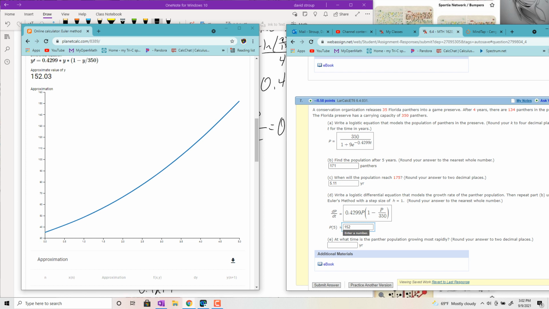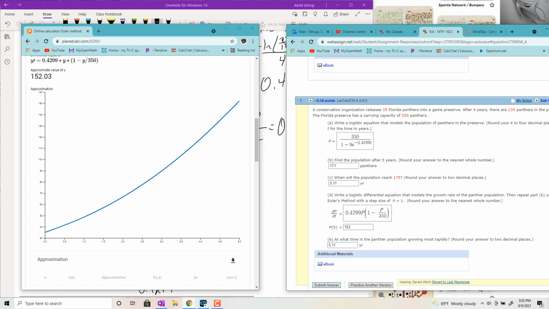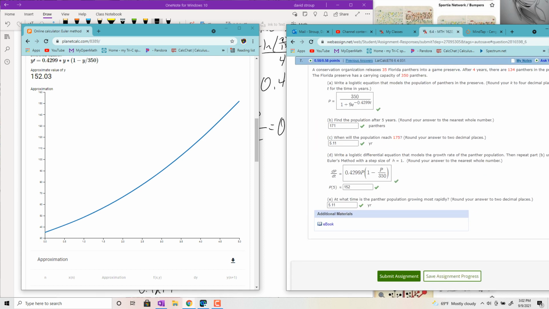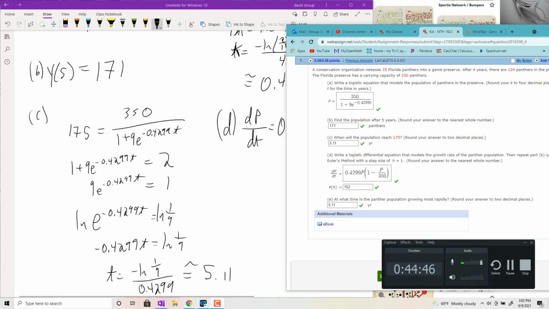Notice the actual answer, 171 from our logistic equation. So this is just an approximation. And they want to know, when is the panther population growing most rapidly? That's just the answer from part C. That's at the inflection point. And submit and see if it's right. Drum roll. Yay, we nailed it. Okay, so I think that'll do it for us in this section. As usual, thank you for watching, and I'll see you next time.